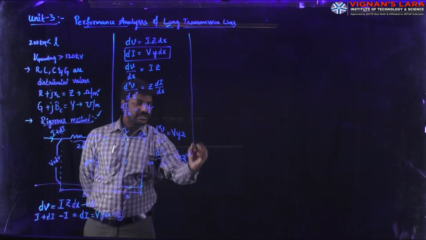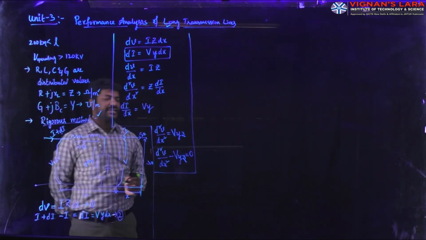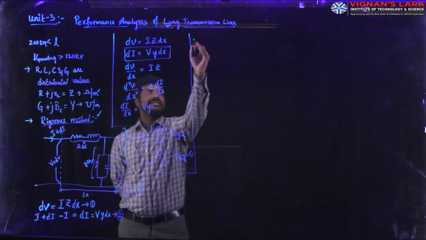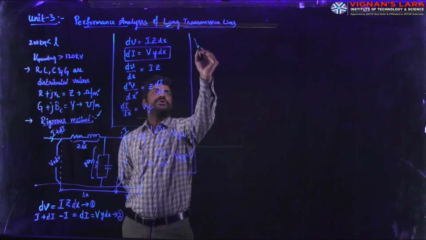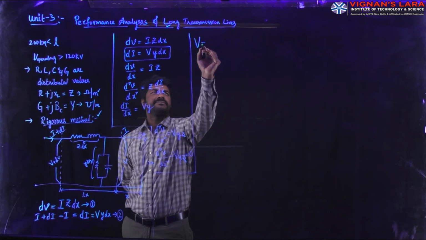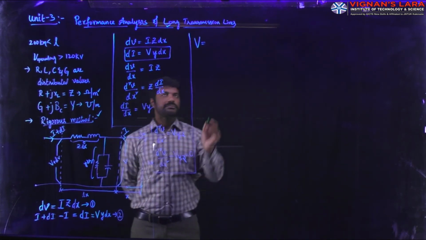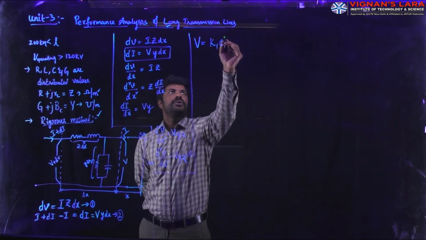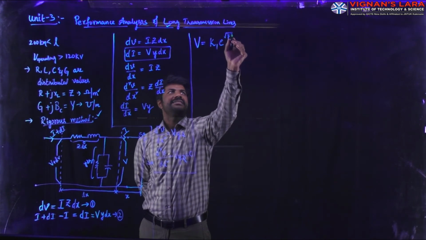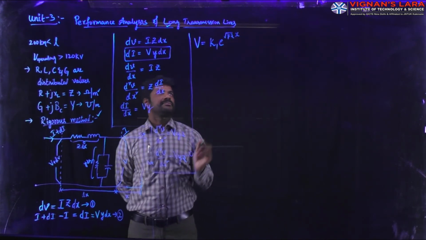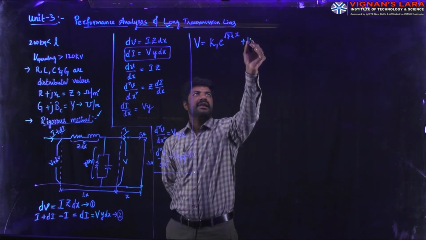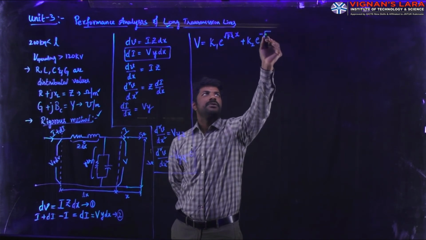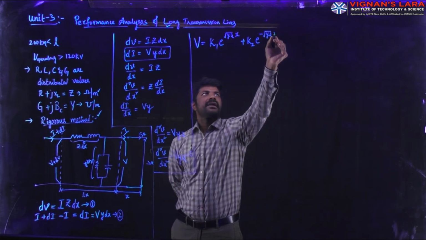What is the general solution for that second order differential equation with a coefficient of YZ and a variable of x? As per mathematics knowledge, we can write the solution for the voltage V as V is equal to K1, constant K1, e to the power root YZ x, plus K2 exponential e to the power minus root YZ into x.